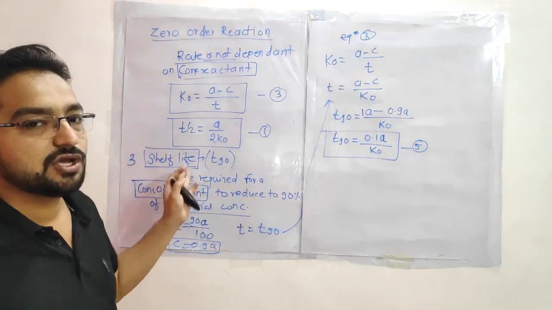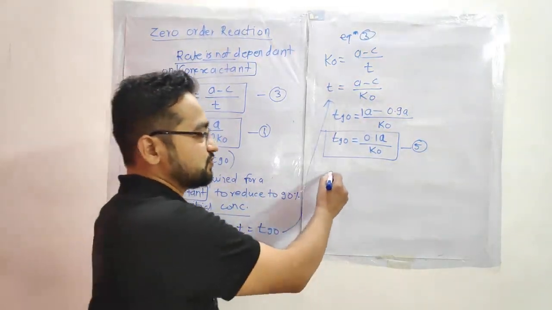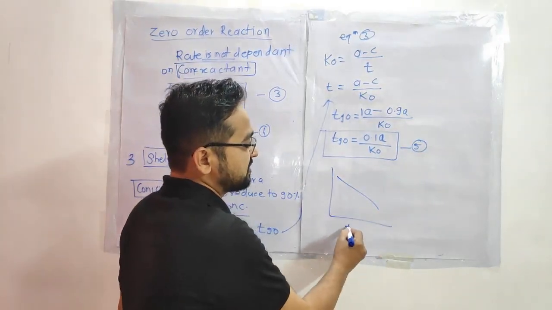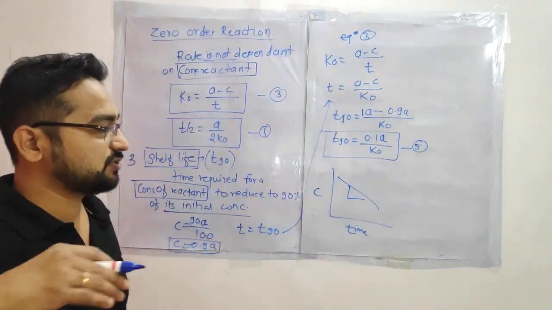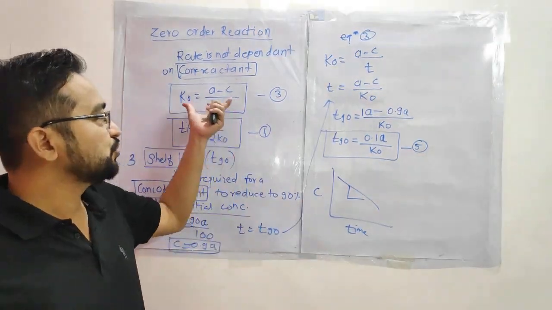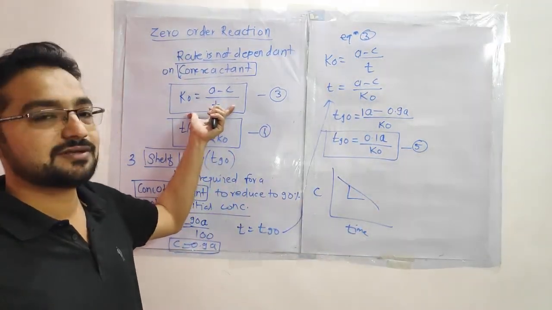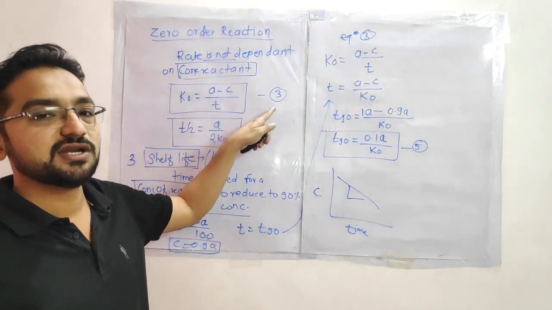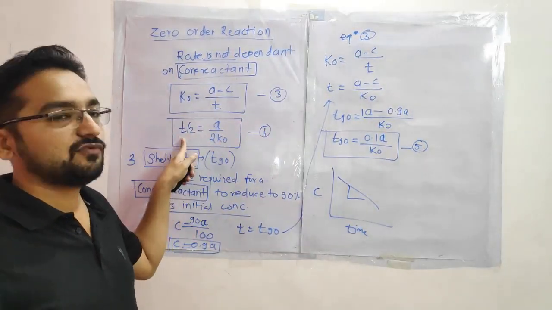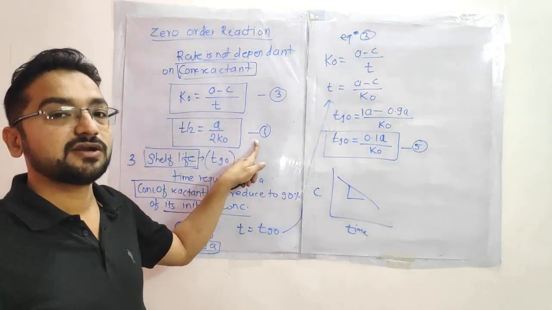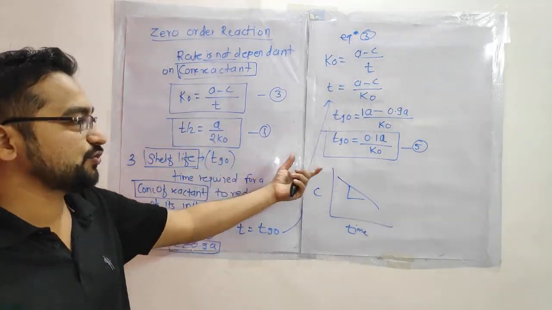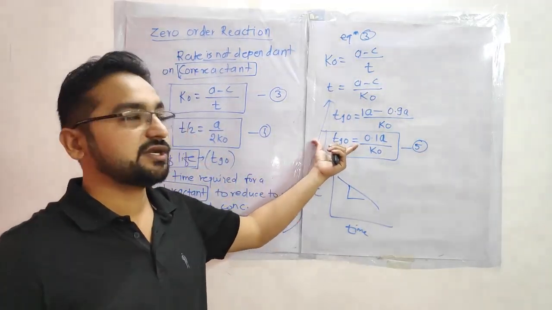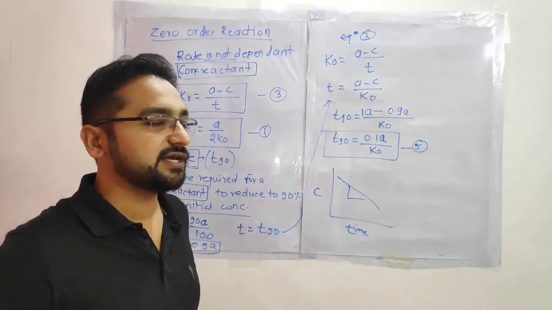From that we have derived the graph also. The graph was time versus concentration, a bending slope. The unit for your k0 is moles per liter per second. For half-life the equation unit is time. For shelf life there is no unit over here. So T90 is equal to 0.1 A upon k0.